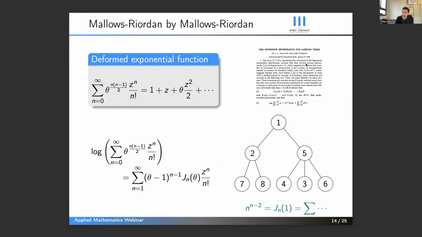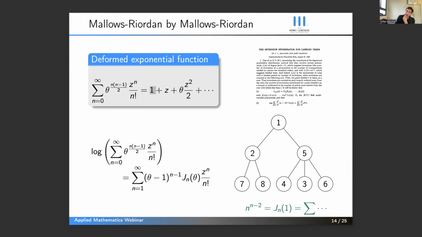So here you can see a paper by Mallows and Riordan, who introduced this family of polynomials in 1967. To define this, just take a look at this function. If you take theta to be 1, it will be the very classical exponential function. And if you have this further parameter theta, it's called a deformation of the exponential function. But still, you can make a series expansion at z equals 0, and you get 1 plus z plus z squared over 2. And then we have some quantities depending on theta here.